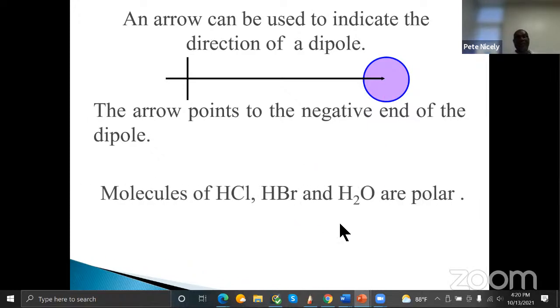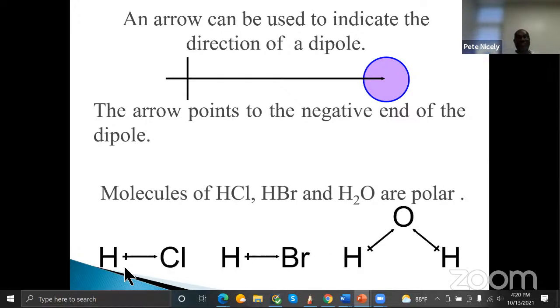So if you look at a molecule such as HCl, you'll notice that the arrow is pointing away from the hydrogen here towards the chlorine, right? Or in the case of HBr, the arrow is pointing away from the hydrogen towards the bromine. And that's because in each of these cases, the chlorine and bromine would be more electronegative than the hydrogen, and therefore will attract the electrons that are shared between the two atoms, and therefore you have that separation of charge, which is a dipole.